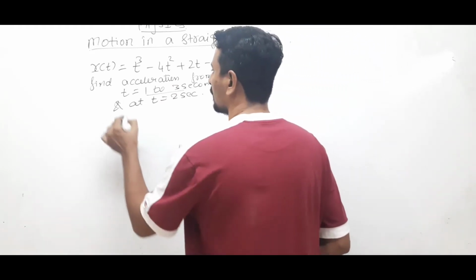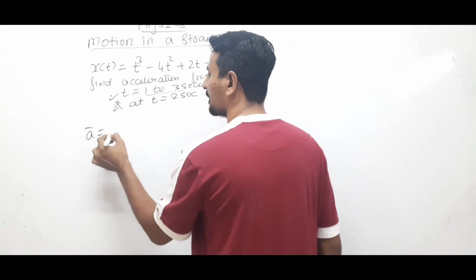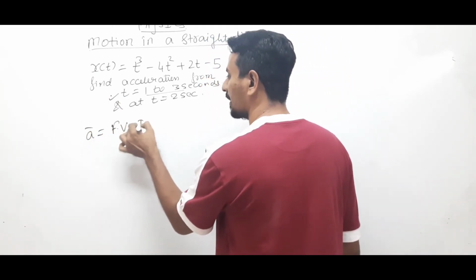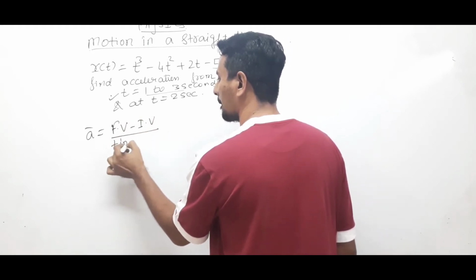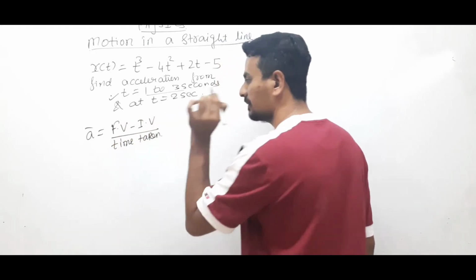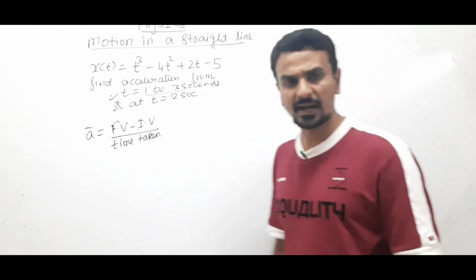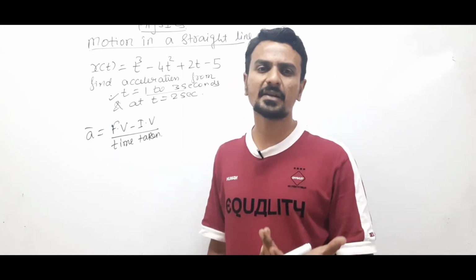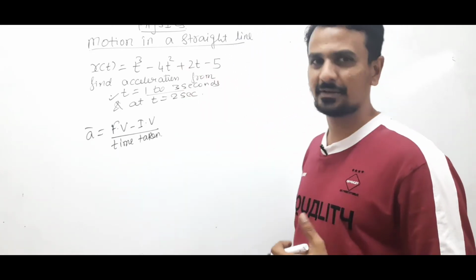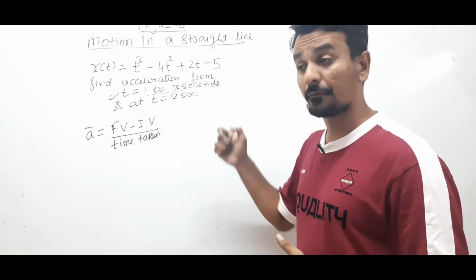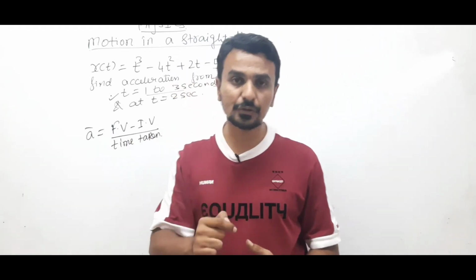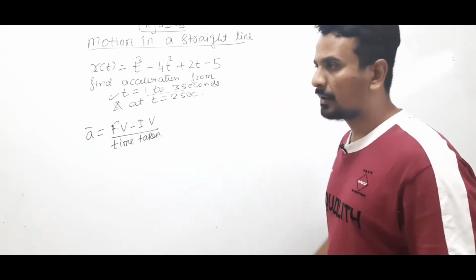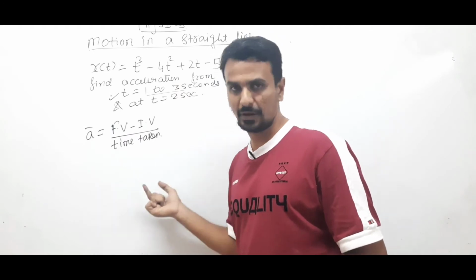See, what is average acceleration as per the definition? Change in velocity by time. That means final velocity minus initial velocity upon time taken. Average acceleration is delta v by delta t. Delta v means change in velocity, that is final velocity minus initial velocity. We do not have velocity, we have position. So the first thing we have to do is obtain velocity from position. That means first we need to differentiate, because dx by dt will give me velocity.